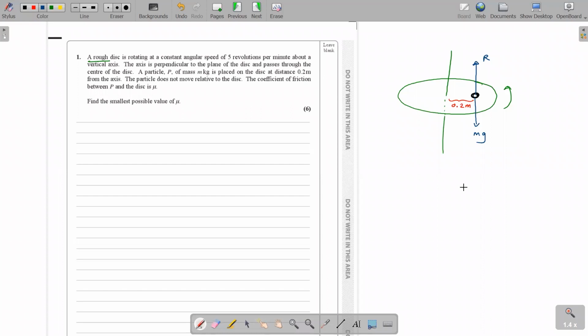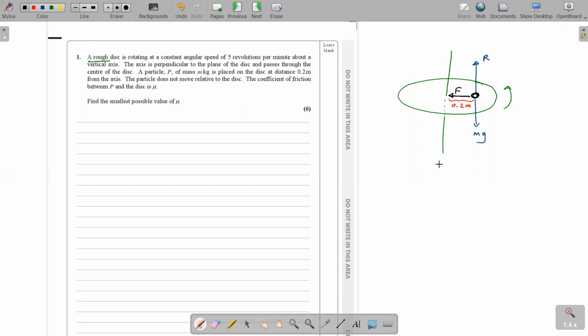While the particle is rotating, the tendency is that the particle is going to slip outside. It will try to go out when this is rotating. The faster you rotate, the tendency is for this to slip out. Because it's a rough disk, the friction will try to prevent that. To prevent that, the friction will act where? The friction will act towards the center. So that is what we have here. Then basically, your force towards the center will be friction. So my force diagram is complete.